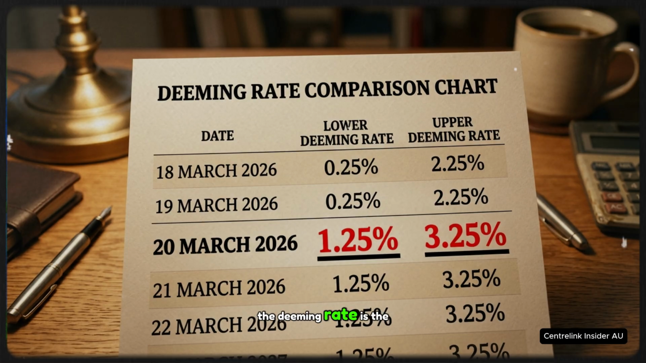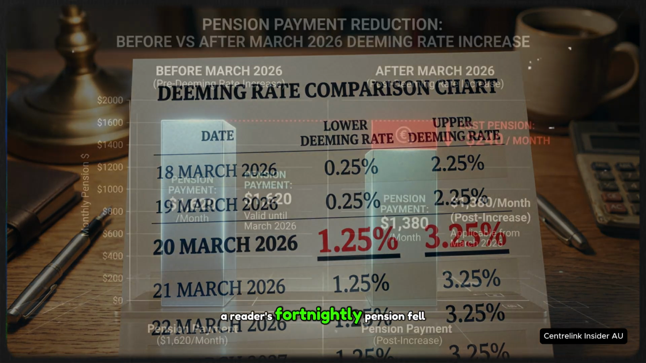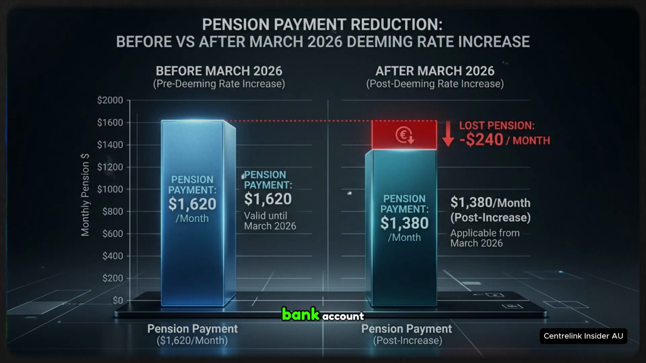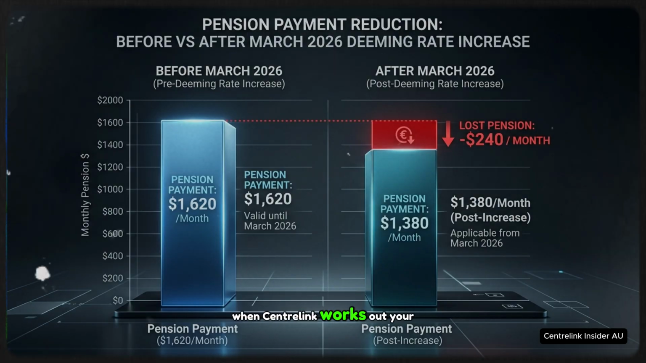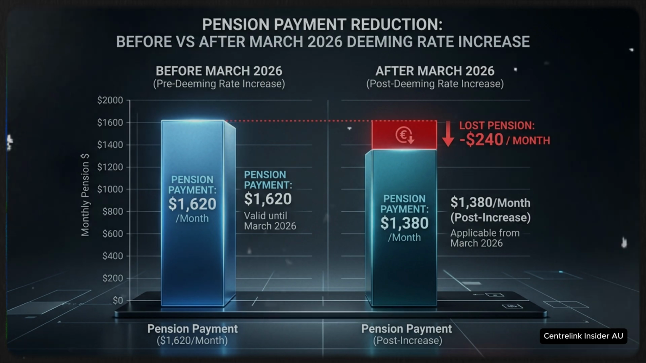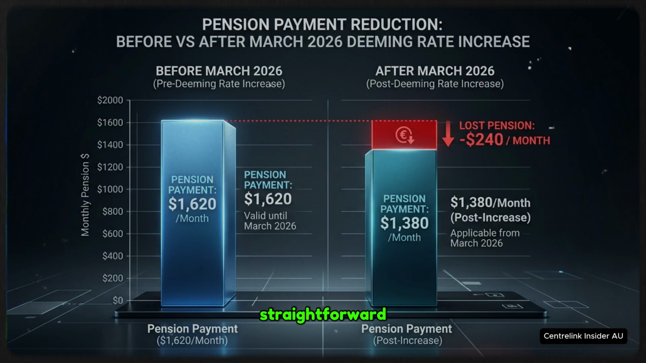The deeming rate is the answer to why a reader's fortnightly pension fell by a few dollars despite nothing changing in her bank account. When Centrelink works out your age pension under the income test, it does not look at what your savings, term deposits, shares and managed funds really earn. It applies an assumed rate, the deeming rate, and counts that as your income. The logic behind deeming is straightforward.